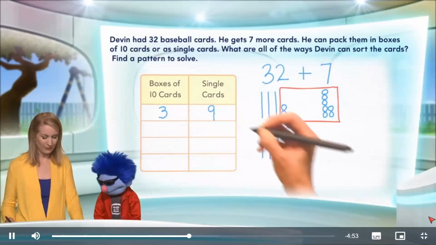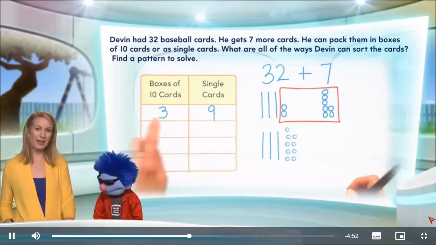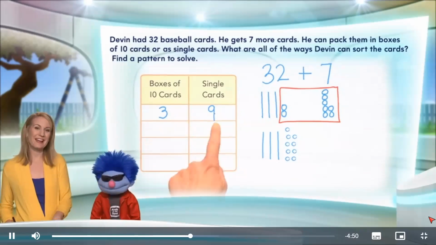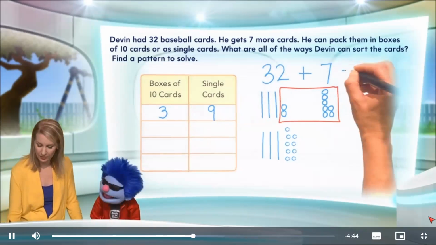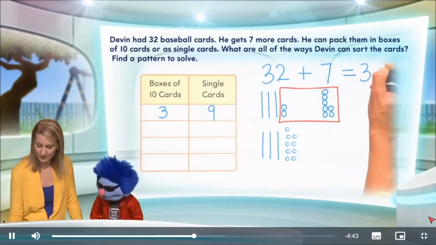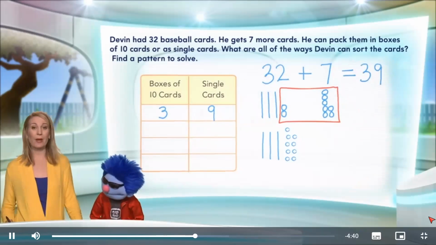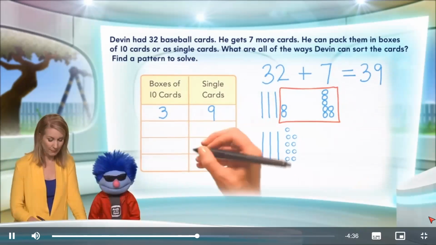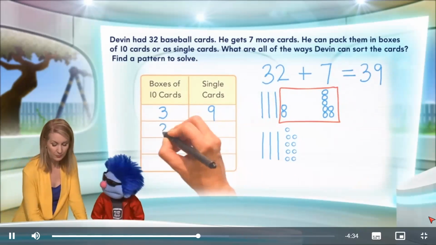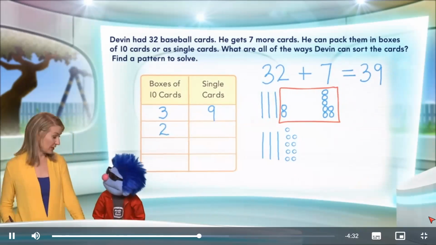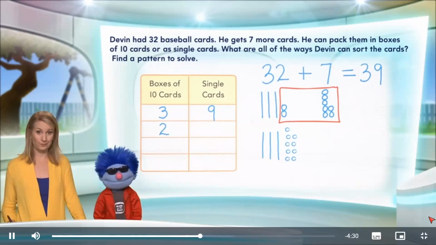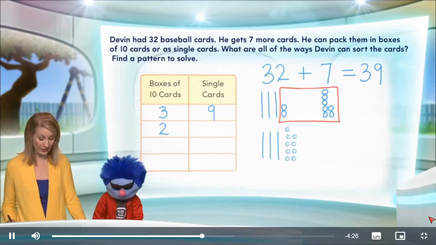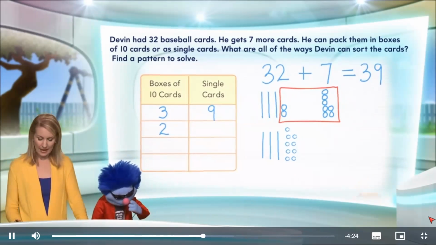So we have 3 boxes of 10 cards and 9 singles for our 39 cards. I'm going to write that 39 right up here. Now, there are other ways to put the cards in boxes. For example, suppose he only chooses to have 2 boxes of 10 cards. So how many single cards would he have in one stack?